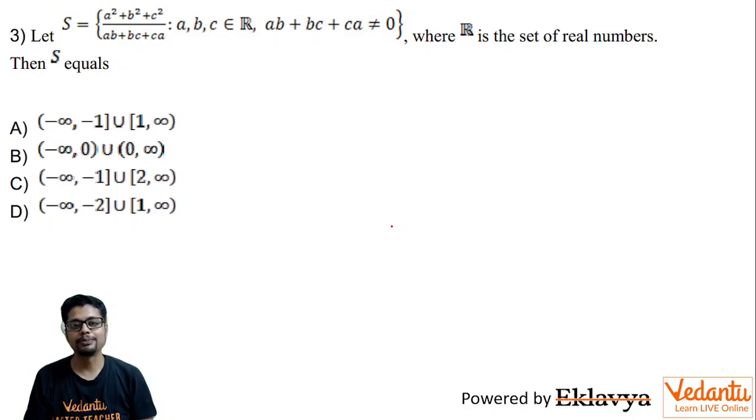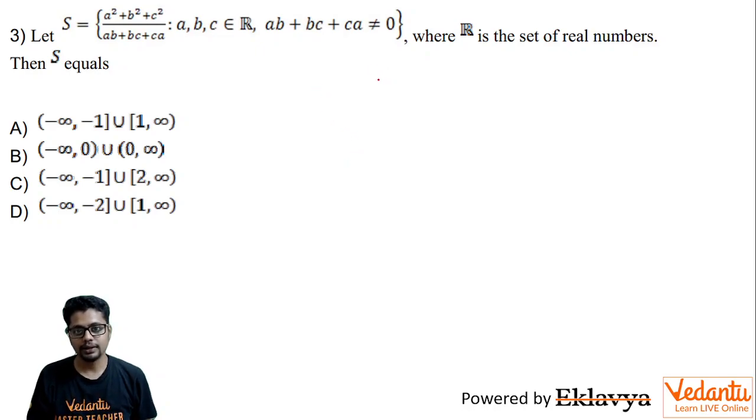We are discussing KVPY 2017 SX, and the question for this video is this. Let S be the set of all values of the expression a square plus b square plus c square divided by ab plus bc plus ca, such that a, b, c are real and ab plus bc plus ca is not equal to 0, where R is the set of real numbers. Then S equals what? That means the exhaustive set S is equal to what? Nothing more, nothing less, so to speak.